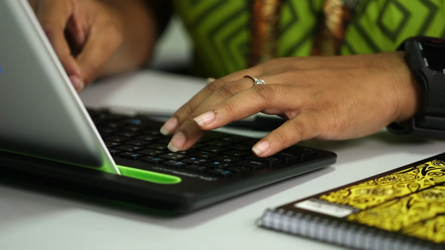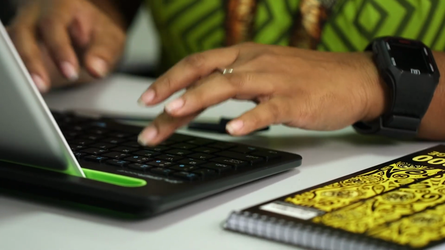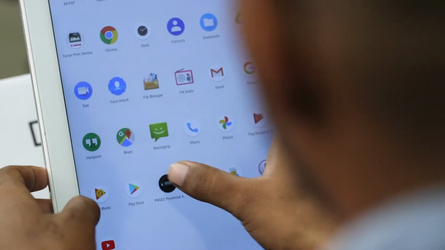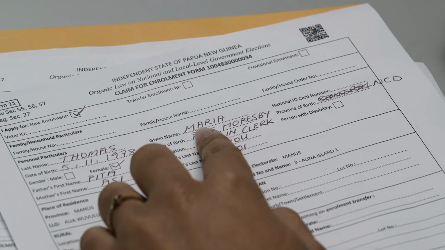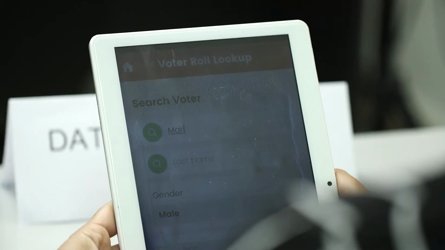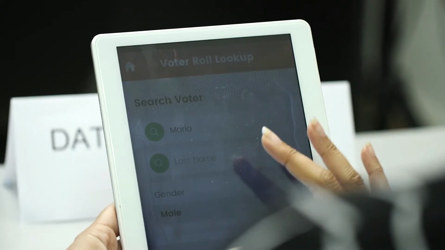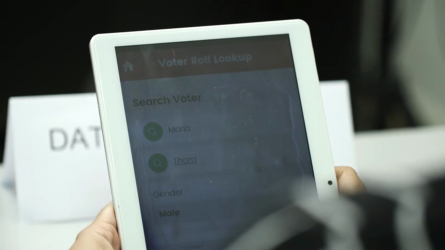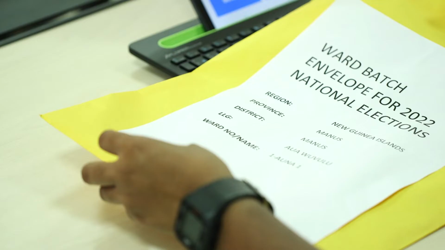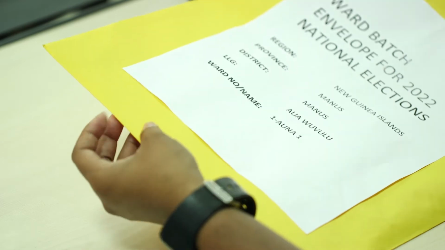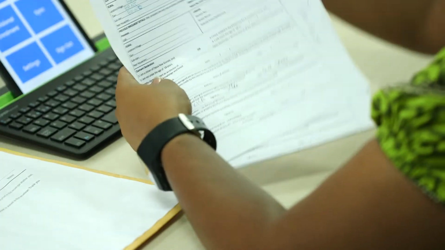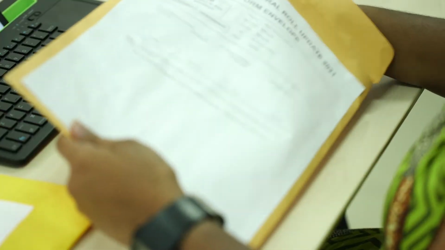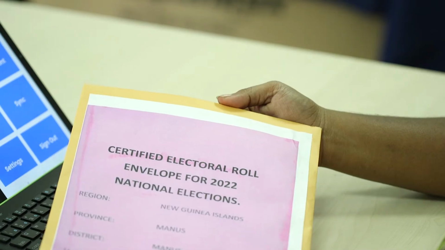The Data Processing Center is where data collected in wards during the voter roll update for the 2022 national election is entered into the Electoral Commission system. The data entered is taken from the enrolment materials included in the enrolment envelopes received from each ward. For each ward, there will be an enrolment journal, forms envelope, and working roll envelope.